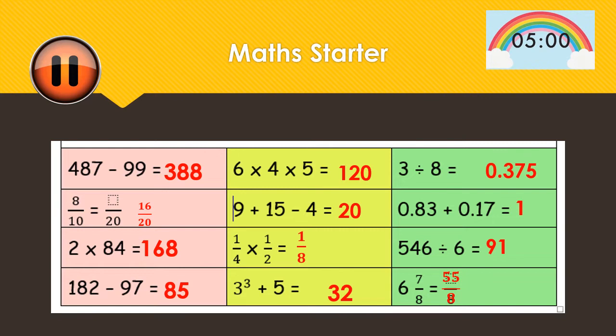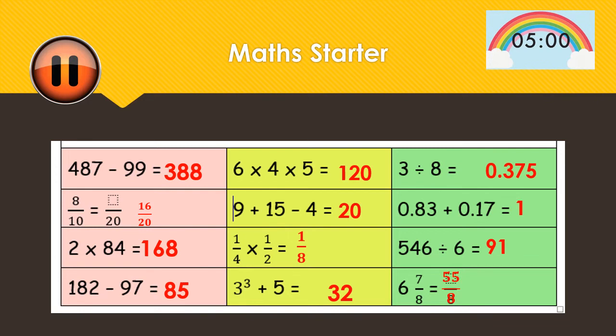3 divided by 8. Now this one's tricky, right? We know we're going to have a decimal number because 3 is less than 8. So you could use the bus stop method here to help you. How many 8s are there in 3? That doesn't work. So we're going to need to put a 0. We put a decimal and we carry that 3 over and we put a 0 next to it to make 30. How many 8s are there in 30? That's right, there's 3. 8, 16, 24. So we have 3 and then we have 6 left over. To get from 24 to 30 we have 6 left over.